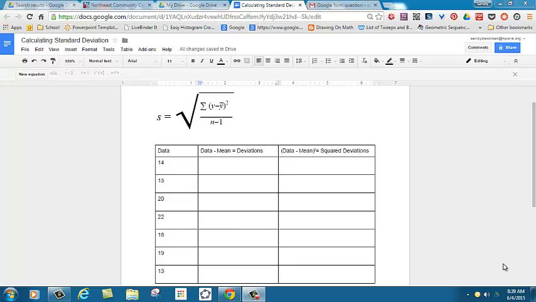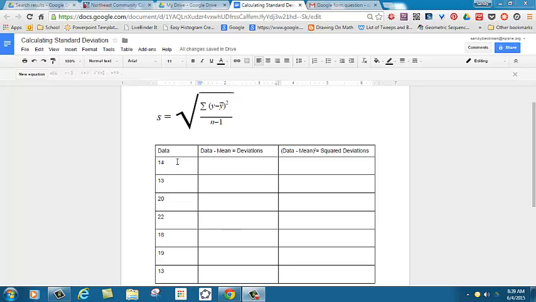Okay, this is just a quick little video on showing you how to find the standard deviation. The standard deviation is a measure of the spread of the data. And so we would not want to have to do this by hand with a large set of data. So I'm choosing the example from page 60 in your textbook.